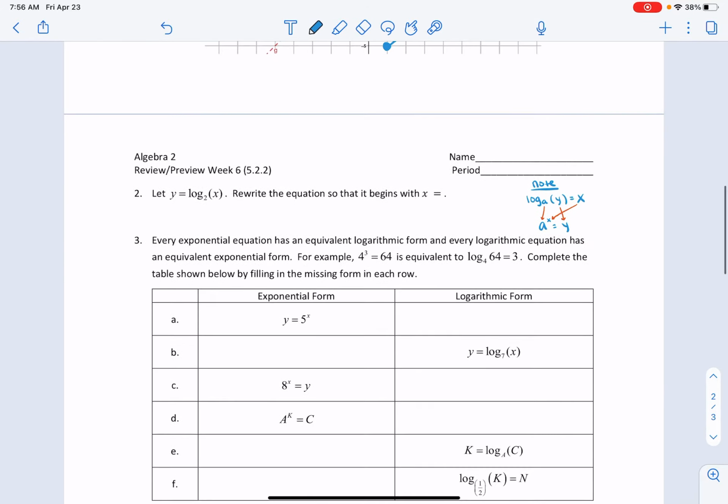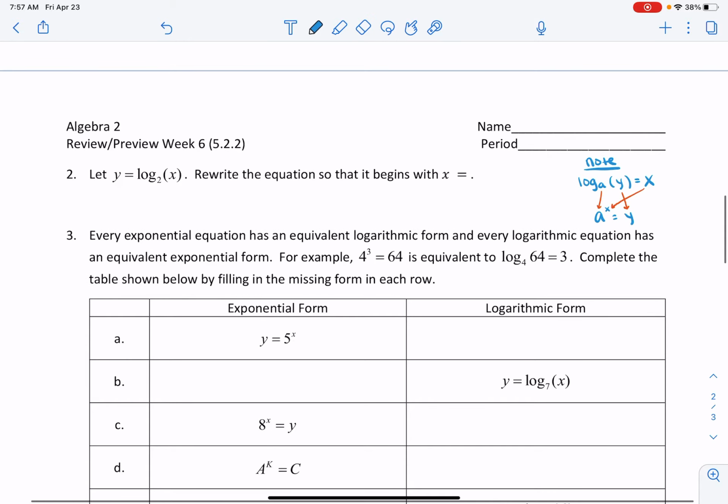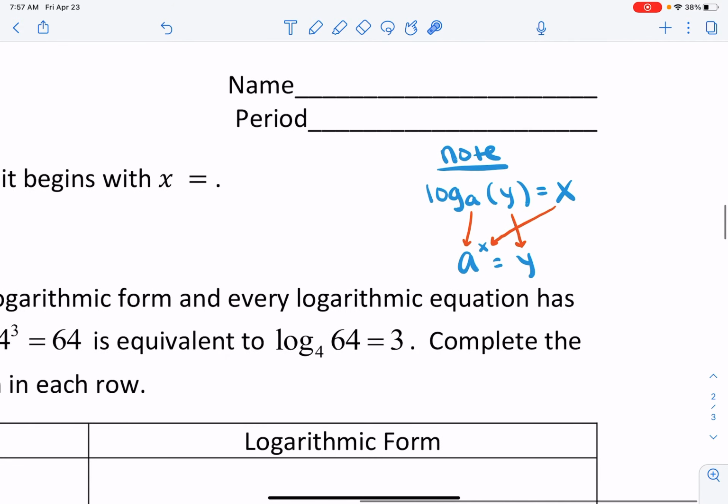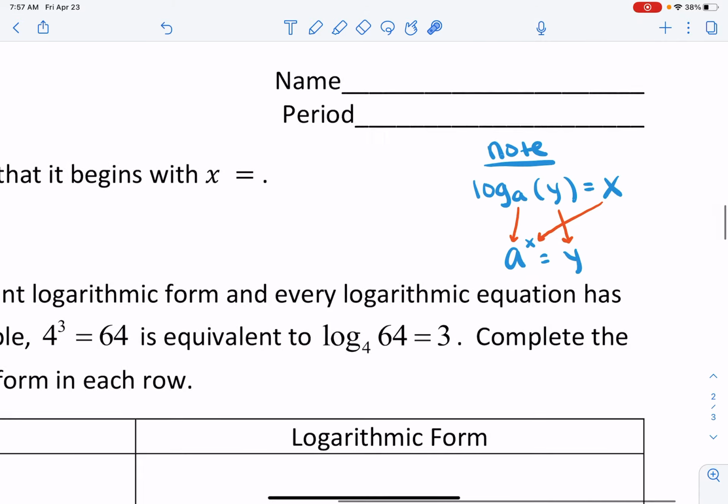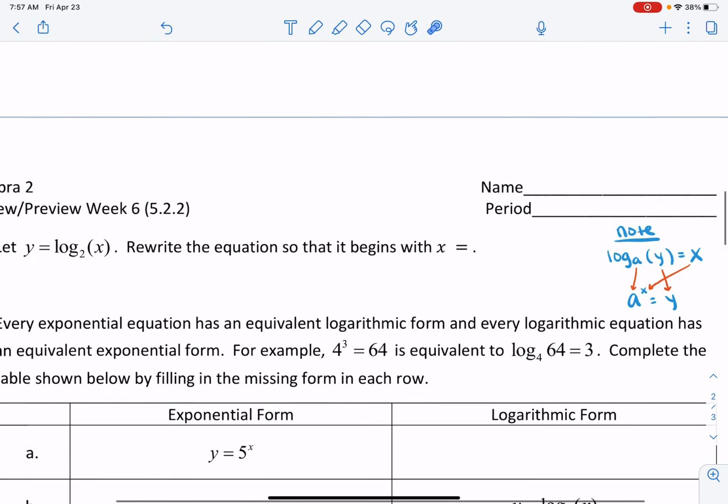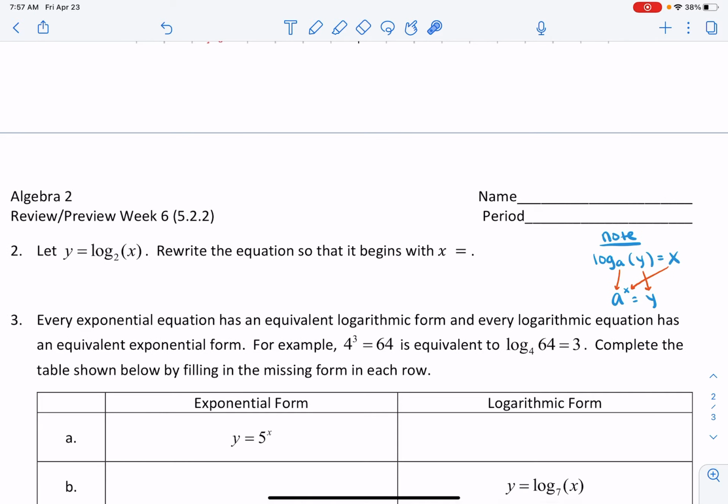All right, so number 2 says that it wants us to rewrite this equation so that it begins with x equals. So I made a little side note to the side of where all these pieces go when we're working with logs, just so you can start to see the pattern of how we move things around. So if we want to write this as x equals, I can see here that this 2 will go right here, right?